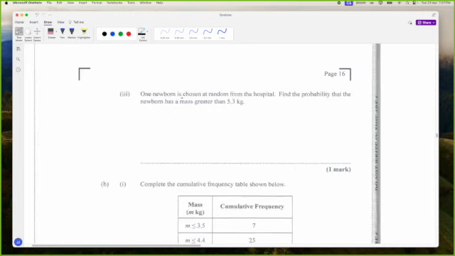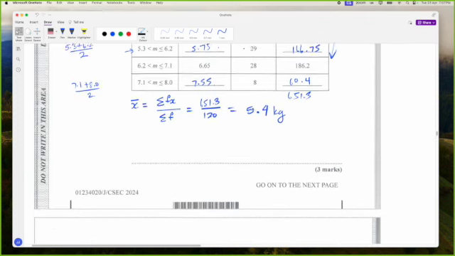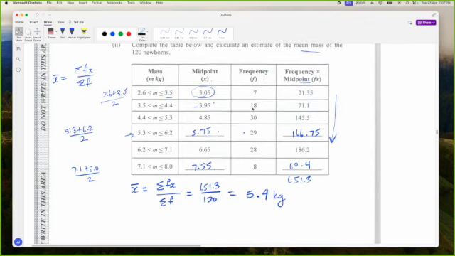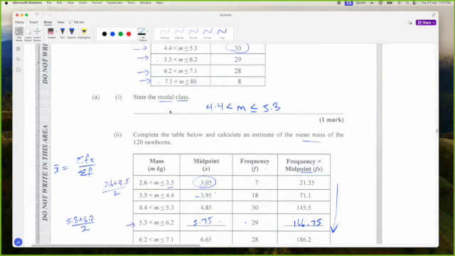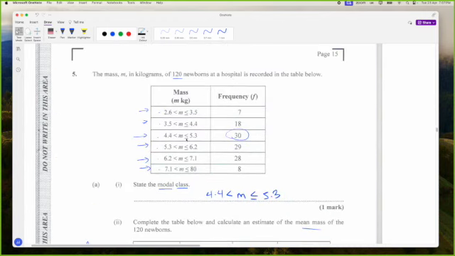5.4 is the mean. One newborn is chosen at random from the hospital. Find the probability that the newborn has a mass greater than 5.3. So let me not make the same mistake again. If you look at this here, 5.3 is less than or equal to 5.3, so you could be 5.3 and be in this class.